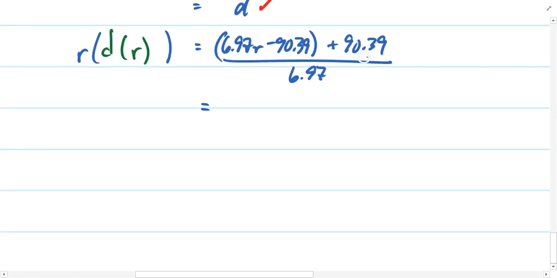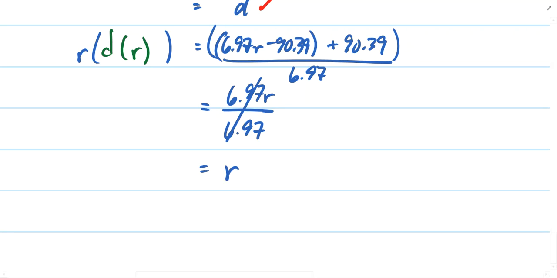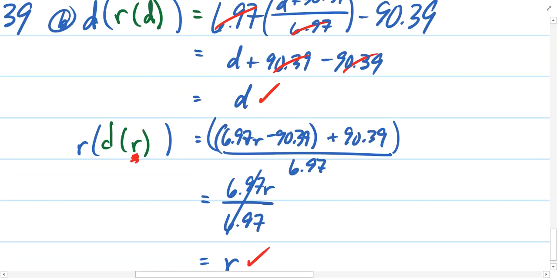This fraction bar sort of acts like its own grouping symbol, so I'm going to look to the innermost grouping symbol and see if we can simplify there. Doesn't look like we can, so we'll move on. The negative 90.39 can be added with the other 90.39, and we now have 6.97r divided by 6.97. Those two will effectively cancel. They'll factor and reduce to r by itself, and that's exactly what we were after. When composing the two functions, we should end up with the original variable that we started with.